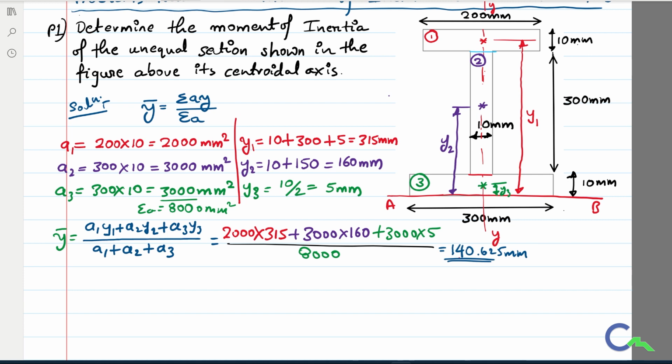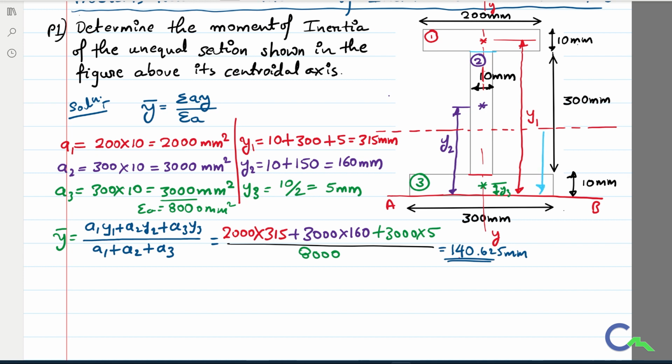So after getting this value, I'm going to locate the horizontal centroidal axis. So we got 140.625. I know that our y2 value is 160. You can see here the y2 value is 160. So therefore, we got 140.625, so I'm going to locate just below the 160. So our value I'm going to locate here. So our centroidal axis is at a distance of y bar.